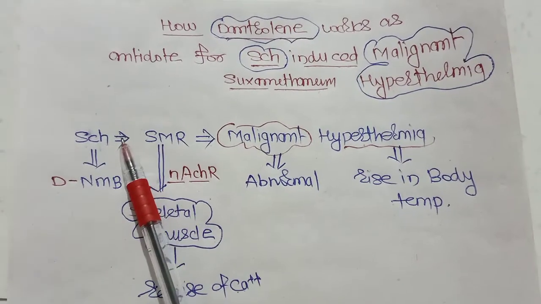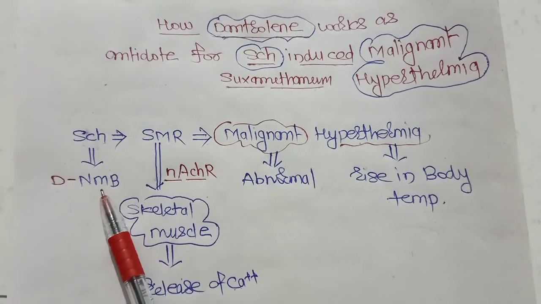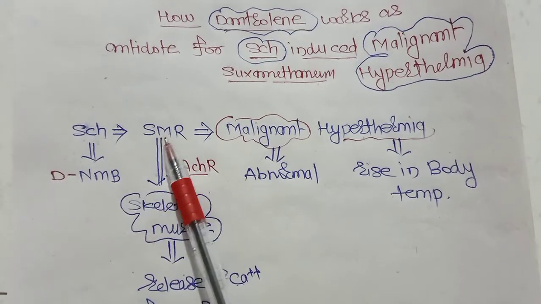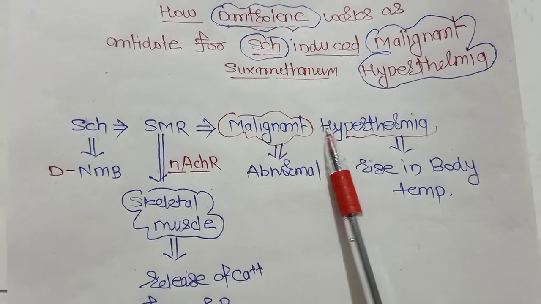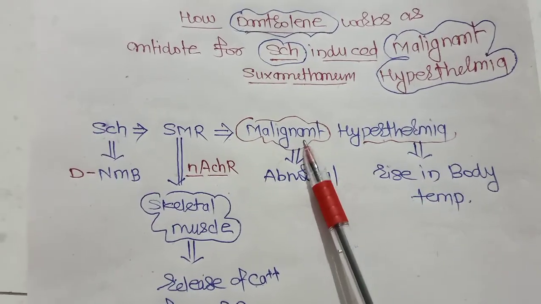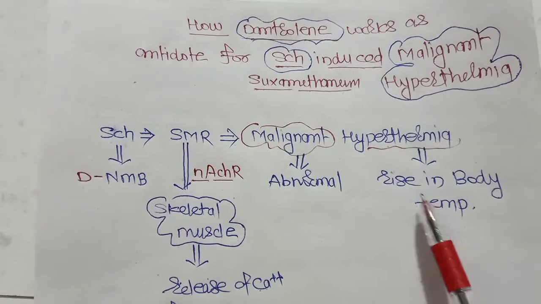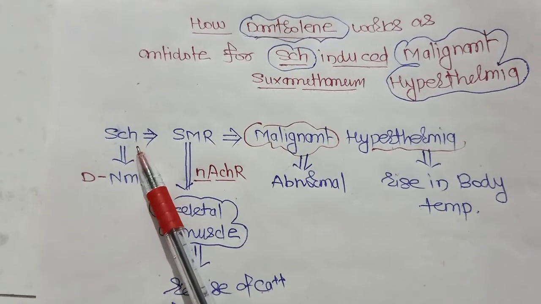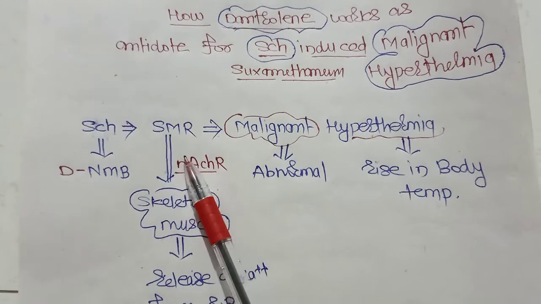For that we should know the action of succinylcholine. Succinylcholine is a depolarizing neuromuscular blocker. Why it is called a depolarizing neuromuscular blocker, we'll see. By causing skeletal muscle relaxation, it causes a malignant response called malignant hyperthermia. Malignant means abnormal: there is an abnormal rise in body temperature because of succinylcholine when it is used as a depolarizing neuromuscular blocker for skeletal muscle relaxation.